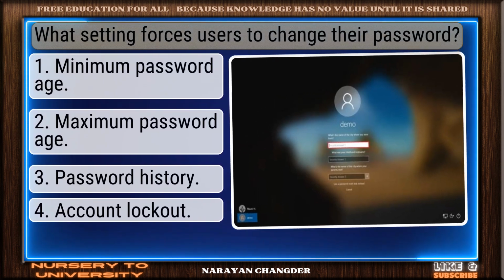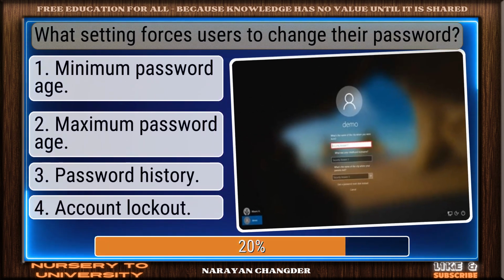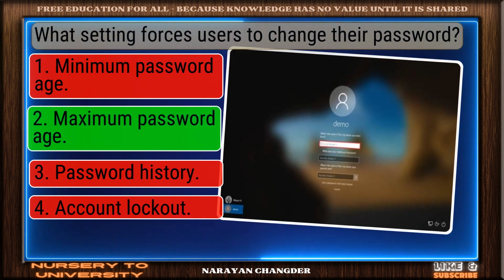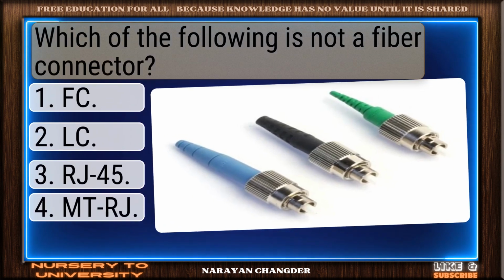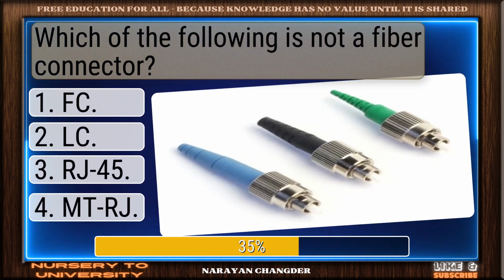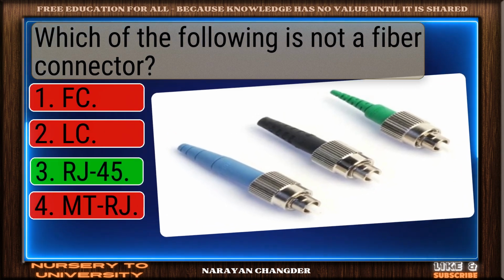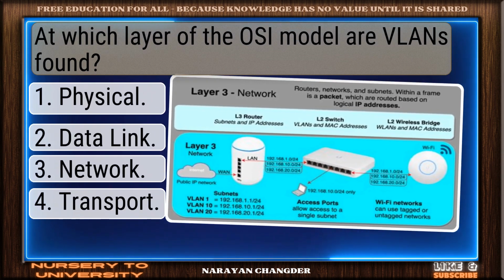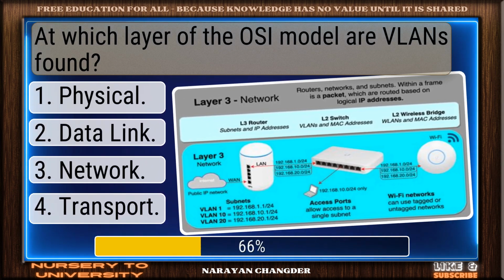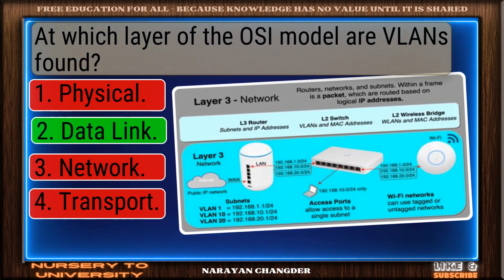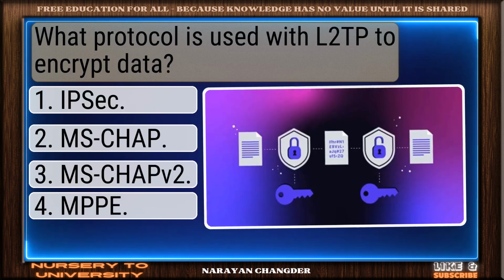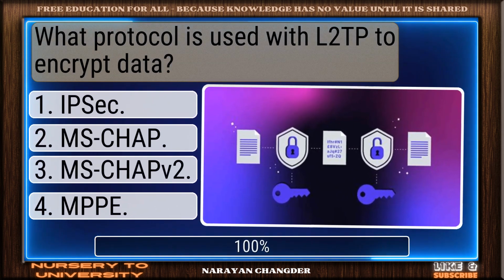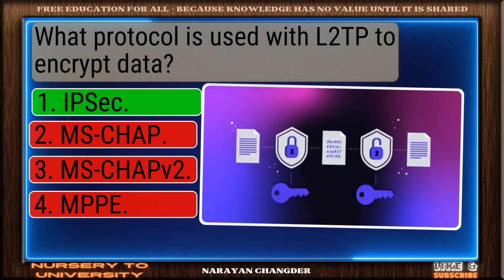What setting forces users to change their password? Well done. Maximum password age is the right choice. Which of the following is not a fiber connector? You got it. Your choice RJ45 is right. At which layer of the OSI model are VLANs found? Great job. Data link is the accurate answer. What protocol is used with L2TP to encrypt data? Valid point. IPsec is true.